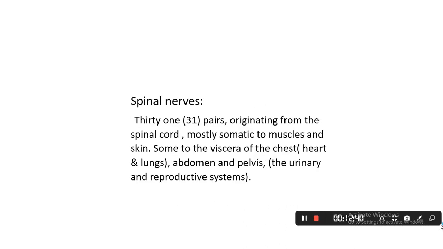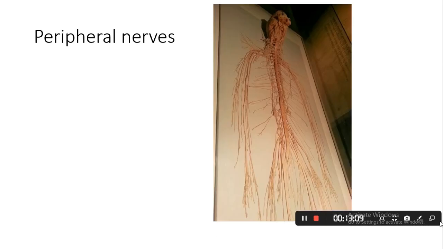The spinal nerves, the other part of the peripheral nervous system, are 31 pairs originating from the spinal cord. You remember the cranial nerves were originating from the brain. The spinal nerves are originating from the spinal cord. They are mostly somatic, to the muscles and the skin, some to the viscera, chest and lungs, abdomen, and the other systems inside the abdomen. Okay, so there are 31 pairs from the spinal cord.